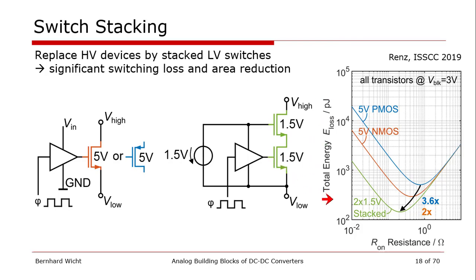That can be nicely seen in this plot, which shows the on resistance on the x-axis and relates the energy loss, which includes the DC losses, the static losses, and transient losses. There's always a minimum. These three curves indicate the 5-volt devices, PMOS, NMOS, as well as two stacked NMOS devices rated for 1.5 volts. This is a log scale, and it already indicates significantly reduced losses if you use these stacked transistors.